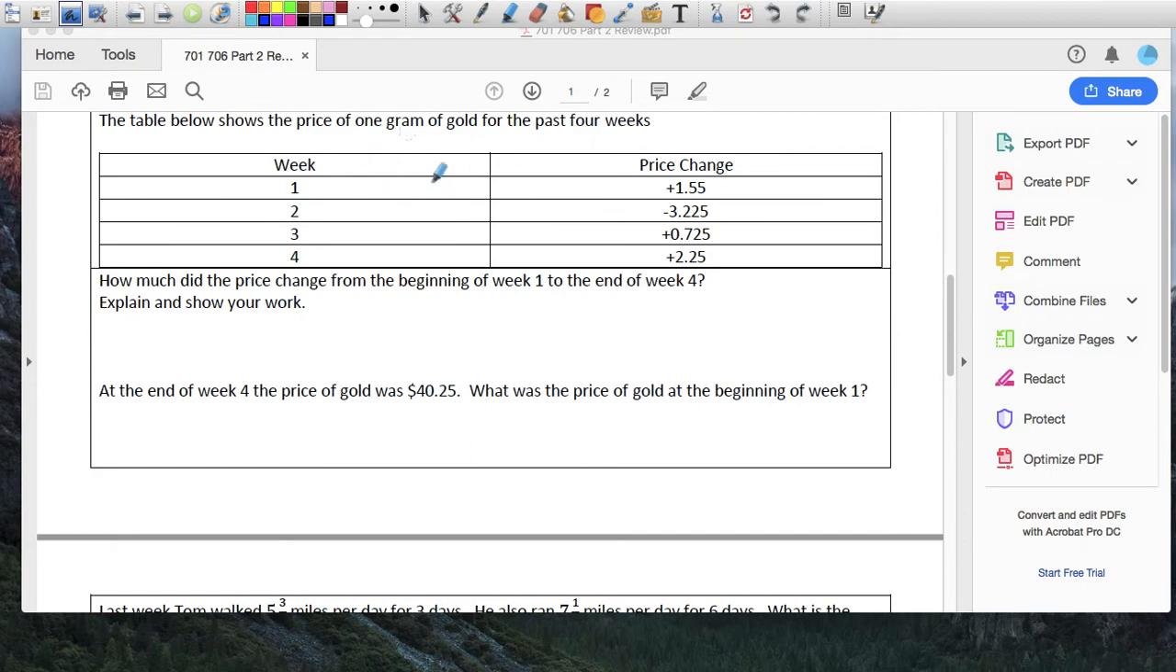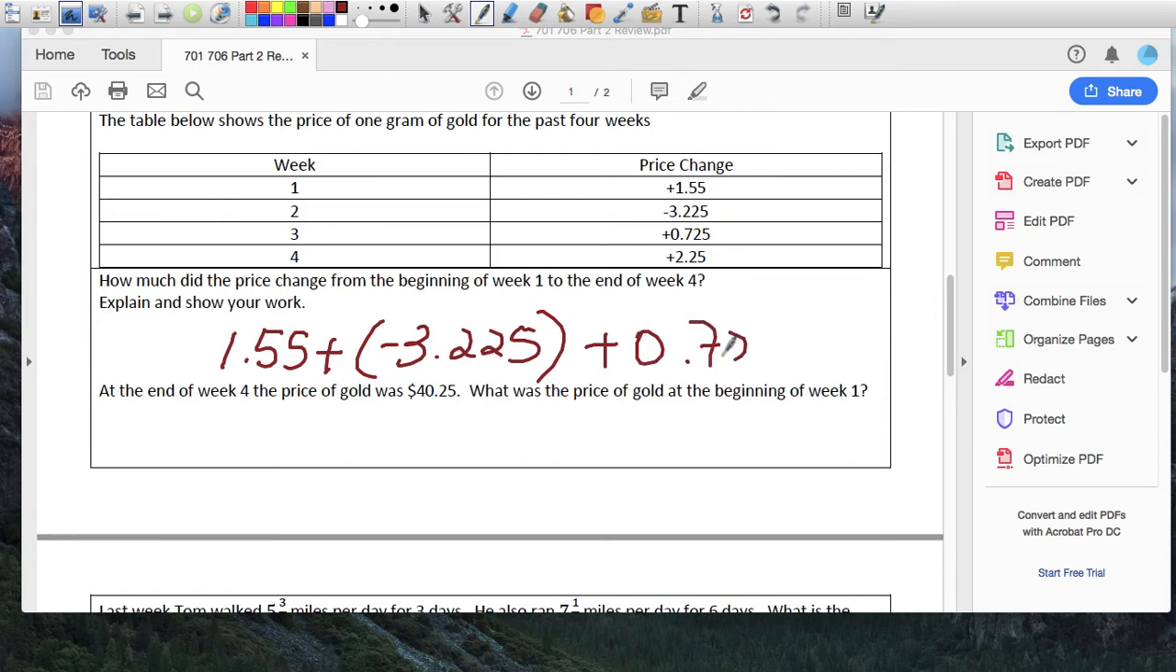Now, the price of gold, 1 gram of gold. On the first week, it went up by 1.55. I don't know what the starting price is, but I know it went up 1.55, and then I'm going to write all this as an addition problem. So plus, I'm going to put negative 3.225, and then plus 0.725, right? It went up again. And lastly, on the last week, it went up another 2.25.